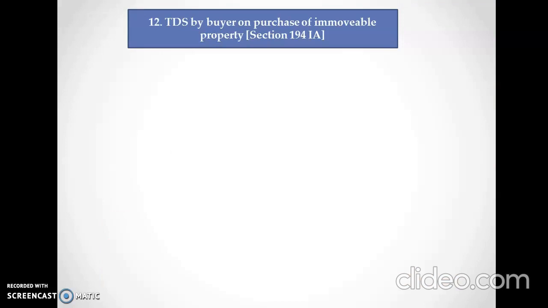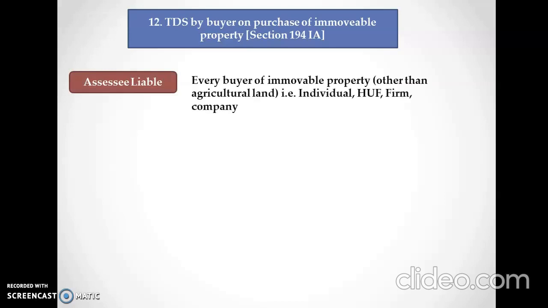Next is TDS by buyer on purchase of immovable property, covered under section 194IA. Who is the liable assessee? Every buyer who is going to buy immovable property other than agricultural land. So immovable property does not include agricultural land. Every buyer includes individual, HUF, firm, or any company. So these persons are the liable assessees.